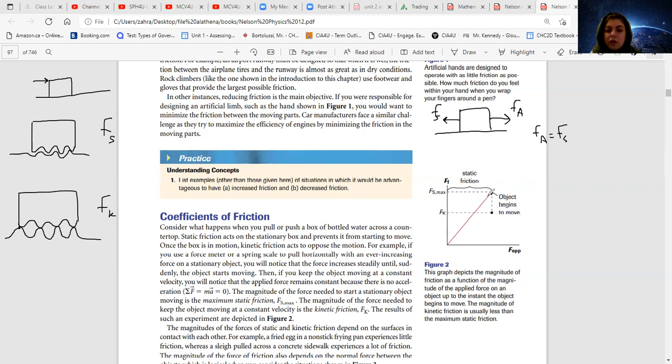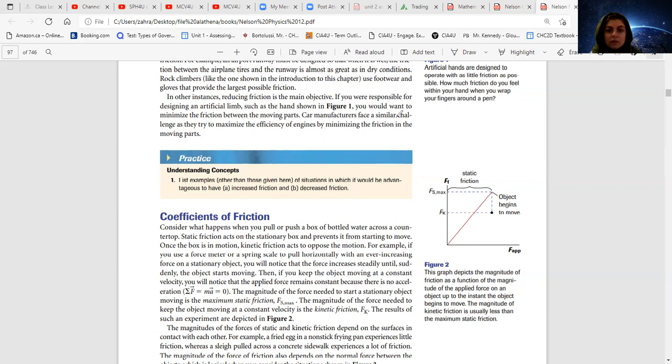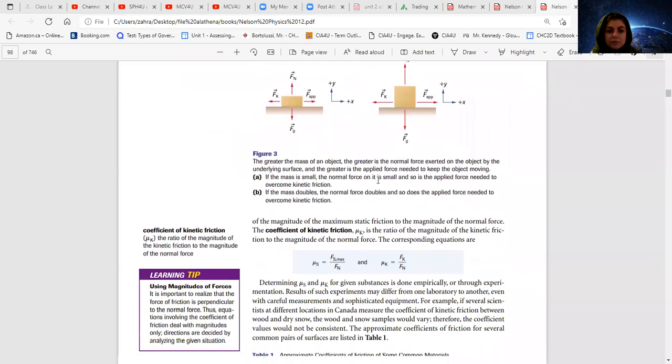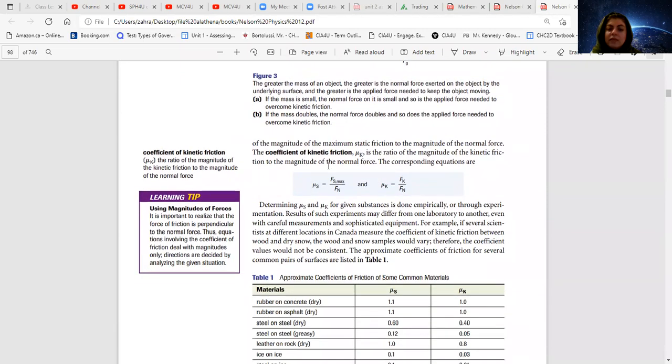So from here to here, you have static friction. And after that, when you increase the applied force, your object is moving. So you have a kinetic friction, which is much smaller. Okay, let's just see if we have an example. Oh, and we have a coefficient of the static friction and coefficient of the kinetic friction.